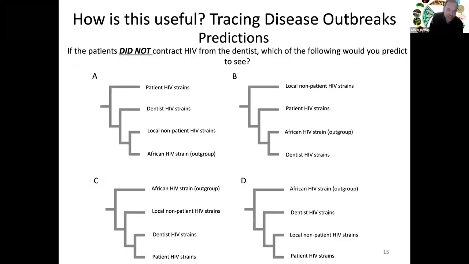And if the patients did not contract HIV from the dentist, which of the following would we predict to see? We would expect to see D. And so here we see that the dentist strains are not as closely related to the patient strains as local non-patient HIV strains are. So in this case, this indicates that they likely got those strains through contacts outside of the dentist. So just from the community as opposed to from the dentist.